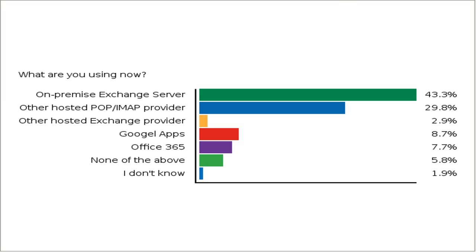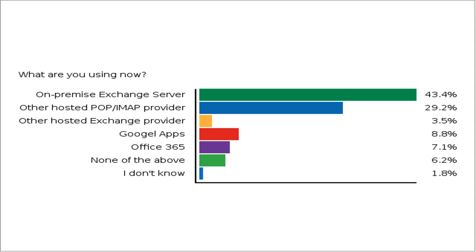Okay. So most people are using an on-premise Exchange server, with many others using other hosted POP or IMAP providers. So again, this is more or less what we expect. This matches the makeup of organizations that come to us and ask us to help them with their Office 365 migration. Relatively few people are on Office 365, which is a little bit confusing to me based on that first poll, but hopefully that will become clear soon.